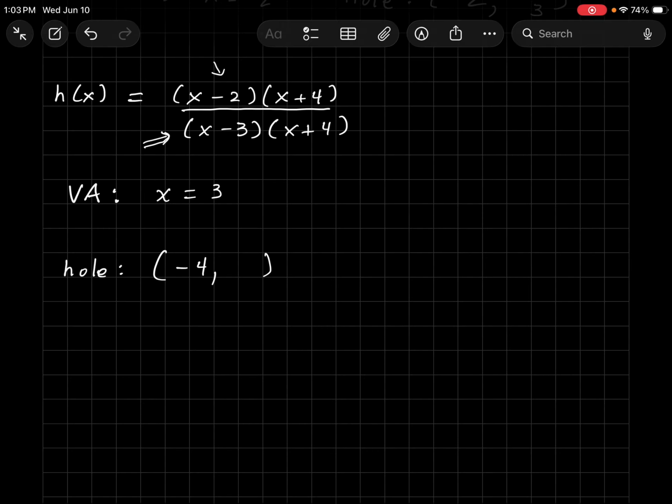Why is there a hole at x equals -4? Well, I can't divide by -4, so it's outside of my domain. But there is a factor in the numerator that's canceling that particular factor in the denominator. Meaning instead of a vertical asymptote, we will have a hole.